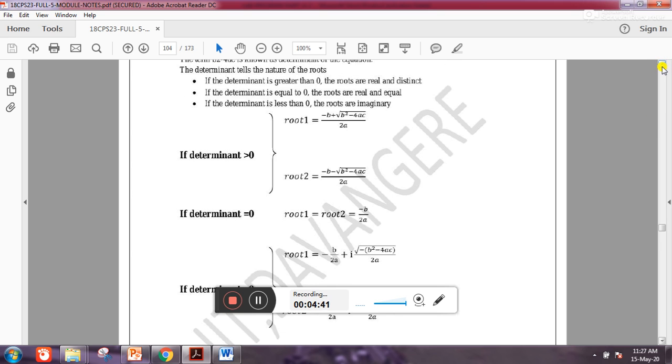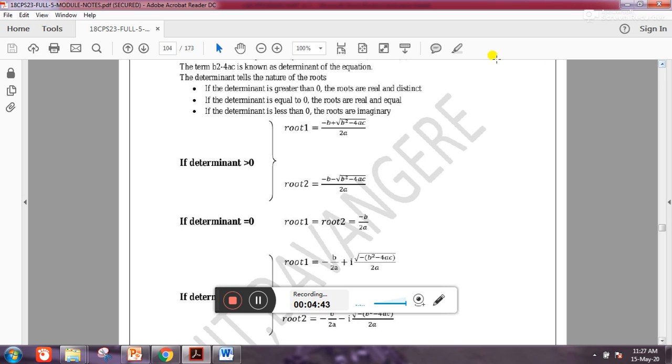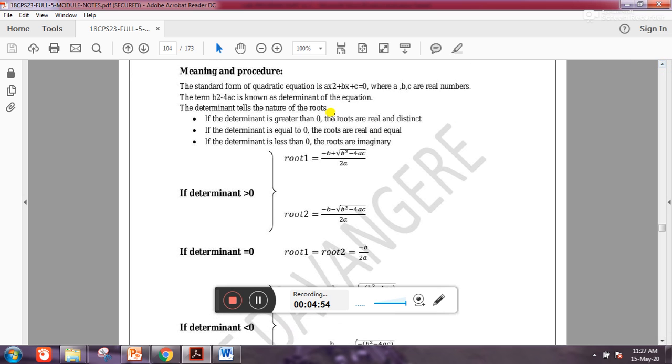Okay, so before going to write a program, you should know about these things to find the square roots. We follow a standard form. That standard form is ax square plus bx plus c is equal to 0. And a, b, c means here we need to take three inputs. Those three inputs should be real numbers.